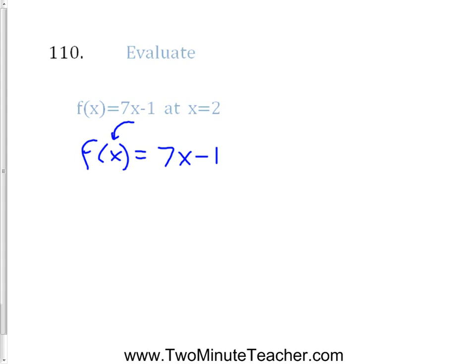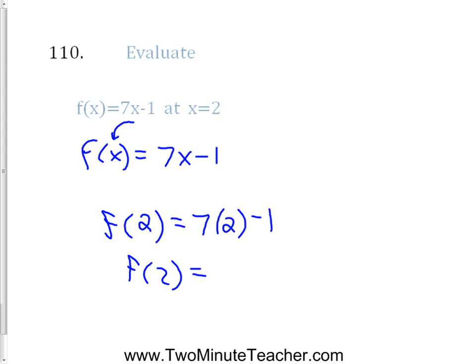So when they say to evaluate it for x equals 2, I'm basically going to put in a 2 wherever I see an x. This is another classic substitution situation. So I'm going to substitute in, instead of the x, I'm going to put a 2. And I'm going to say f of 2 is 7 times 2 minus 1. So f of 2 is equal to 7 times 2, which is 14, minus 1. So f of 2 is 13.